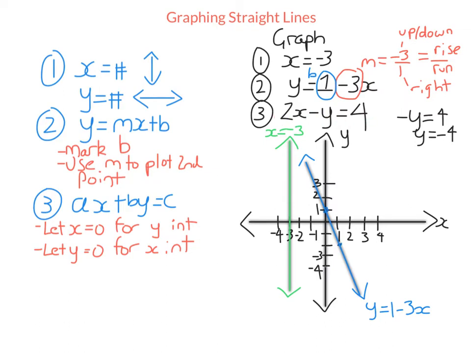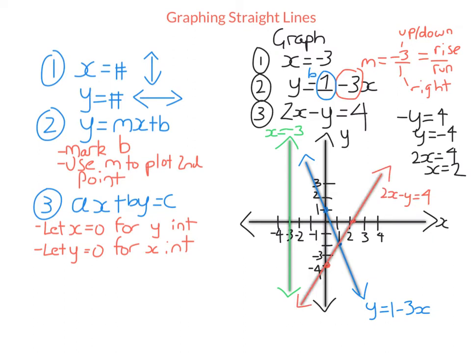So I'll plot that down here. Now I want to find the x-intercept. If I let y equal 0, then I'm just left with 2x equals 4, divide each side by 2, x equals 2. The x-intercept of this line here is 2. So I'm going to put the point there, and now I'm just going to join them up. And there we have it. That's all there is to graphing.